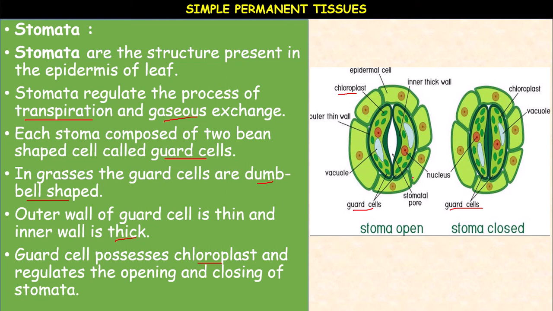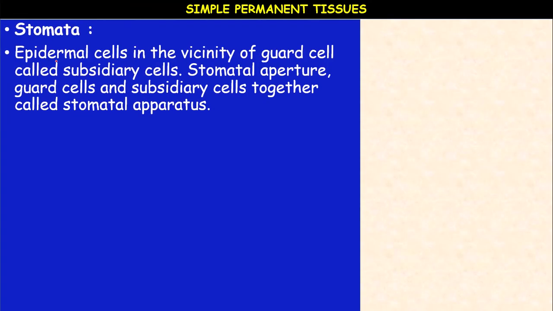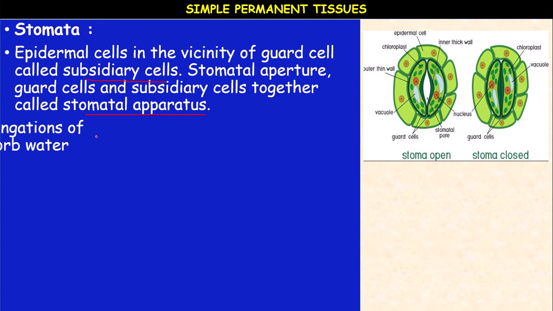When subsidiary cells lie above the guard cells, the stomata are called sunken stomata. Sunken stomata are present in xerophytes. Next, let us discuss more about stomata. The epidermal cells in the vicinity of guard cells are called subsidiary cells. The stomatal aperture, guard cells and subsidiary cells together form the stomatal apparatus.